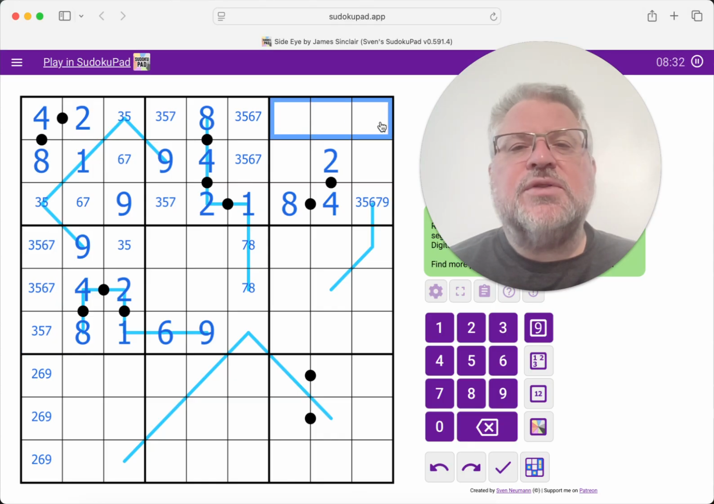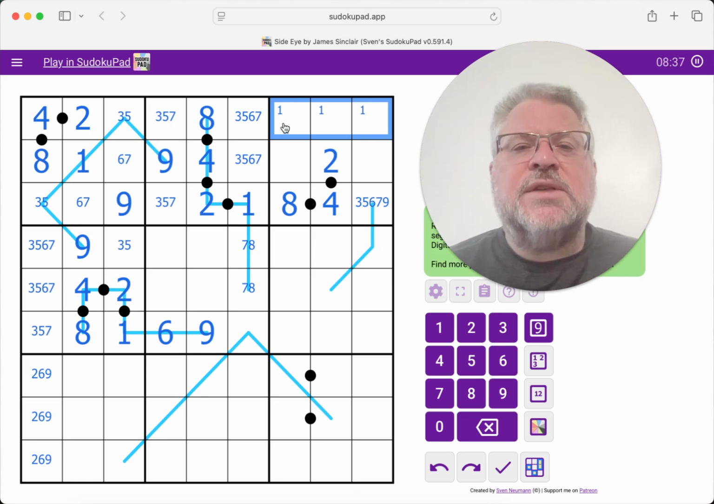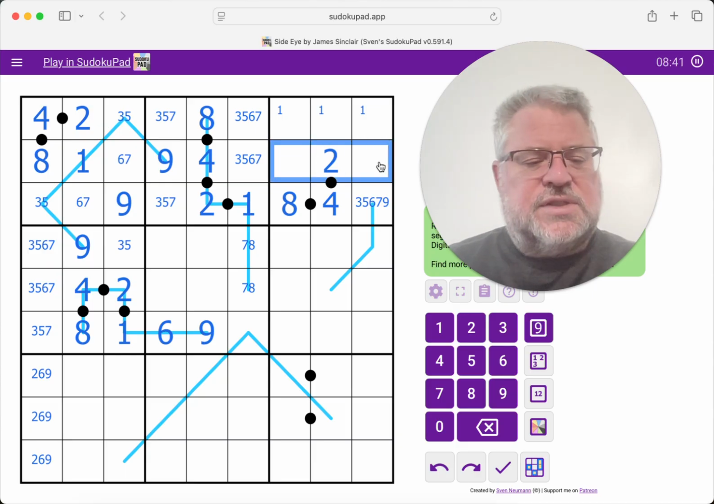We know 1 is up here somewhere. Again, I don't know which cell it's going to be in, so I'm going to use that corner notation. 3, 5, 6, 7 for these.